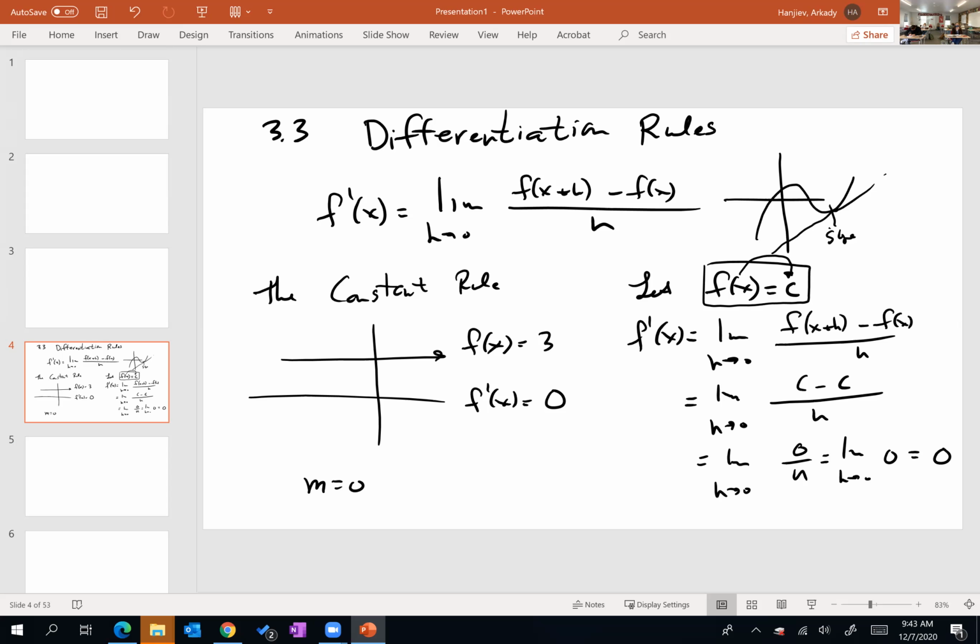Wait, so we can just pretend that the h at the bottom is not 0, since we know that 0 over anything is 0, no matter what that is? Correct, yeah. That's sneaky.